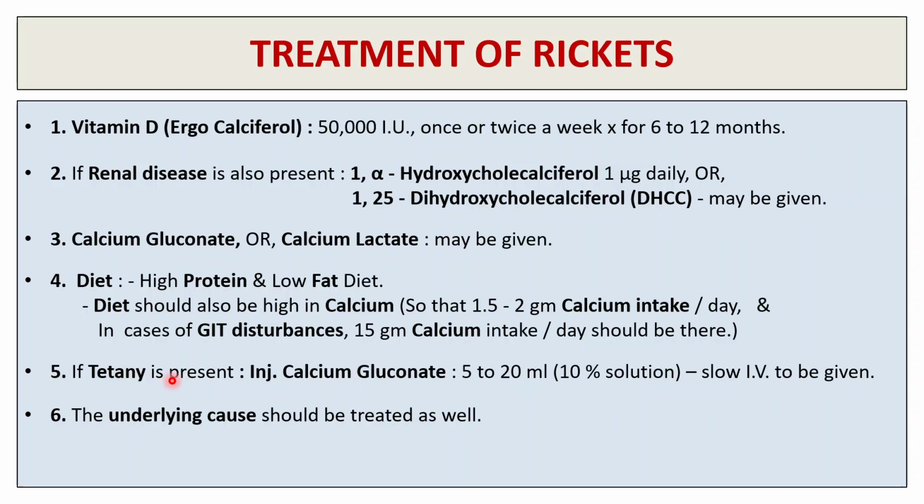If tetany is also present, यानी calcium level अगर 6 milligram per 100 ml से भी कम हो गया है, normally 9 to 11 milligram per 100 ml होता है calcium, 6 से भी कम है तो tetany develop हो जाती है. So injection calcium gluconate 5 to 20 ml 10% solution slow intravenously has to be given, and underlying cause should be treated as well.